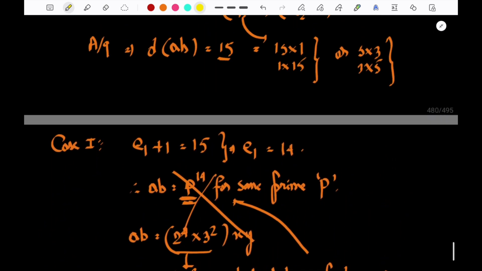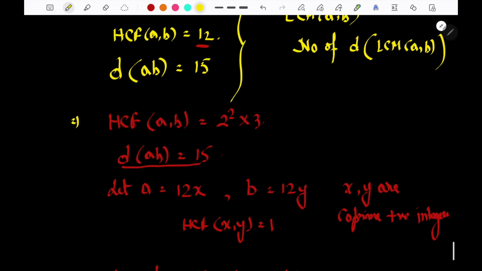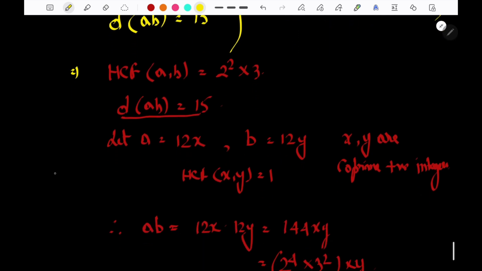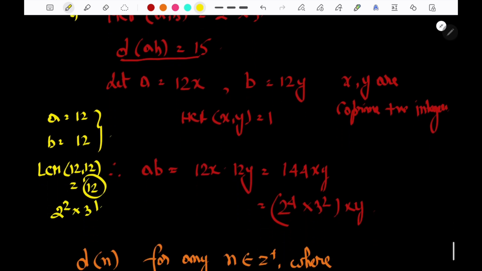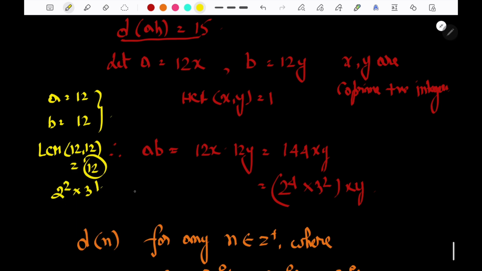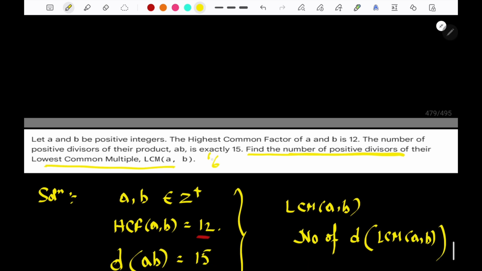So therefore, what was the original value we were required to find? We were required to find the number of positive divisors of their LCM. So before finding LCM, what can be done? We can say what is A and B. Actually A will be 12x, that is 12, because x is 1. B is equal to 12, again y is 1. So therefore LCM of 12 comma 12 will be 12 itself. And 12 can be written as 2 square into 3 to the power 1. So what is the number of divisors? 2 plus 1, that is 3, and 1 plus 1, that is 2, so 3 into 2 is equal to 6. So the number of divisors is 6.